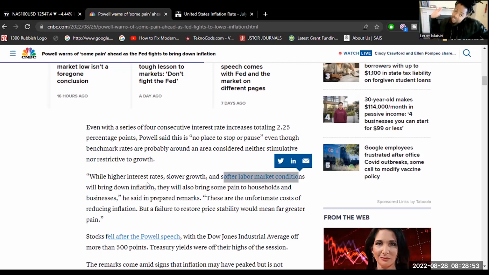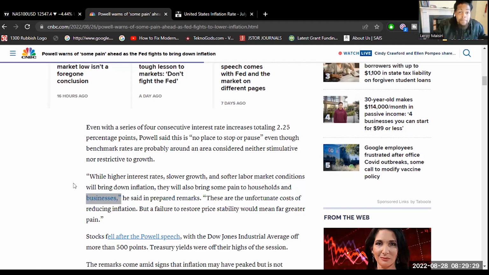Look at all the NFPs this year. Hottest. Right. The last NFP data we had in the first week of August doubled the expectation. These guys thought they were going to get 260K jobs. They got 500. This man is waiting for softer labor market conditions. Wait a minute. The same Powell who kept bragging about labor, he kept saying it's the best. Now we need softer labor conditions to bring down inflation. There will also be some pain to households and businesses.